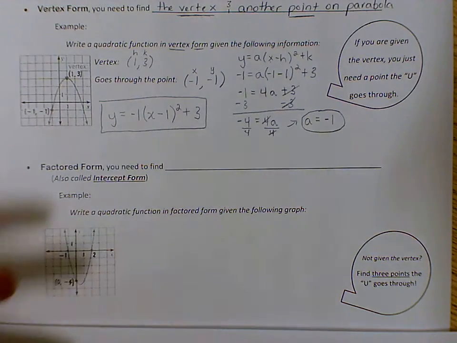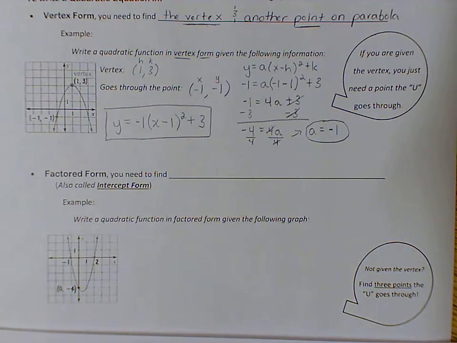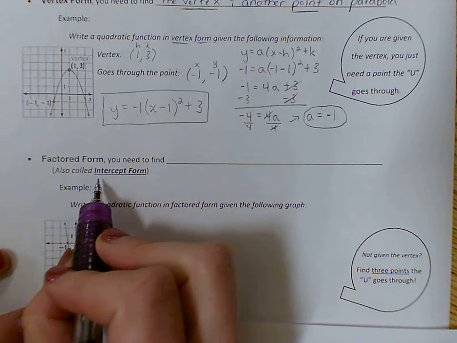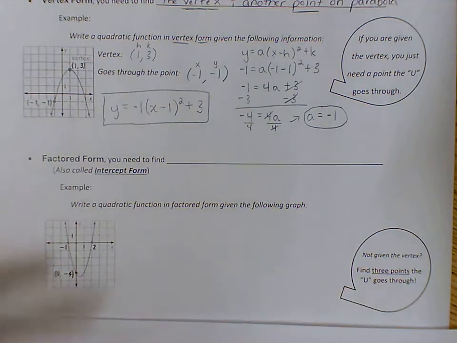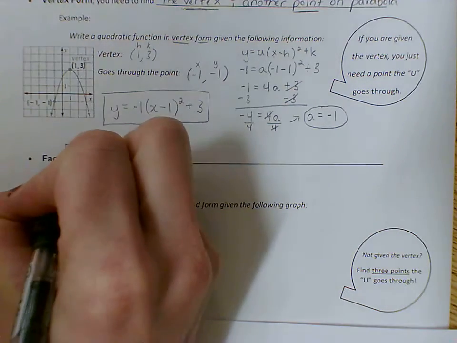Now that you know how to write a quadratic function in vertex form, let's talk about what you do if they ask you to put it in factored form. You might also see this called intercept form. Just like before, in order to write it in this form, you're going to have to remember what that form is.